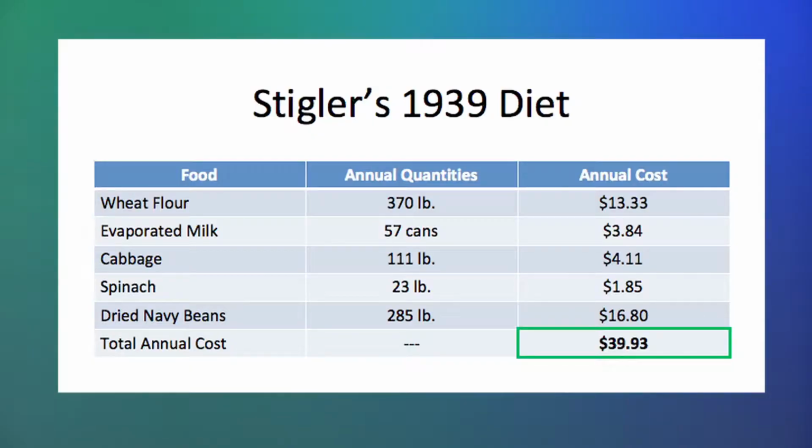Well, in 1939, the annual cost of his solution was $39.93. In today's dollars, this will be about $600. Well, that is pretty inexpensive. Unfortunately, the Stigler diet has been criticized for its lack of variety and palatability. But the good news is that his method had received praise and was recognized by his peers.